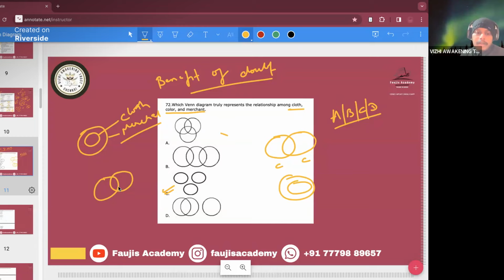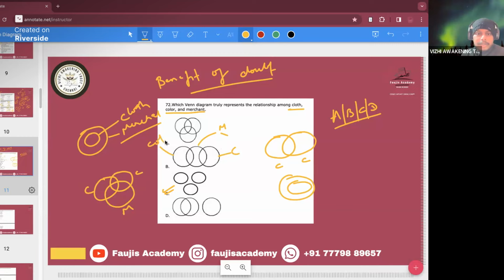And clothes can be dealt by merchants. Merchants can also deal with color specifically. People in villages come and sell indigo. In very rural areas, they'll be carrying blue indigo on their bicycle or whatever vehicle they come with. So a merchant can also be drawn over here. Cloth is here, color is here. A merchant can deal with either clothes or color, both of them. So it can be cloth over here, because the merchant is dealing with both cloth and color, right?